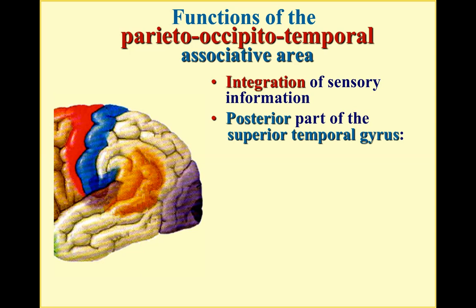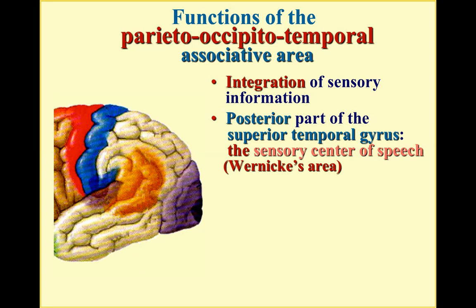Then, posterior part of the superior temporal gyrus, exactly this part is the sensory center of speech, or it's also called Wernicke's area. And this is exactly center that combines sensory information, analyzes these, and provides our intellectual functions, Wernicke's area. And again, while considering the speech, we'll come back to this center again.